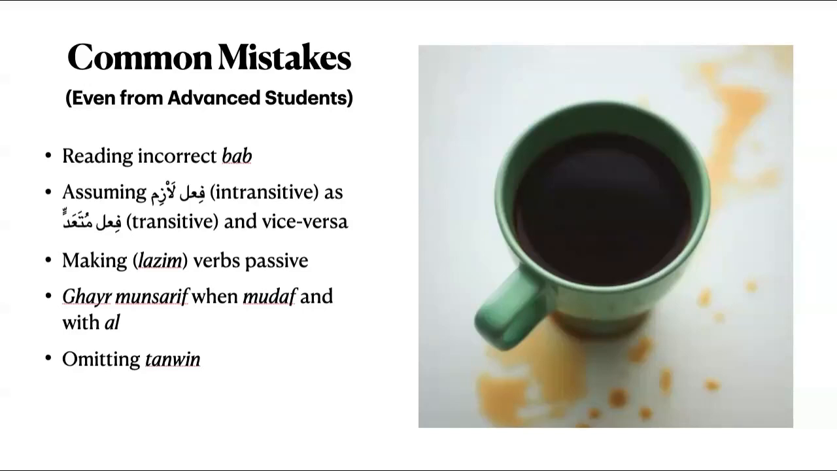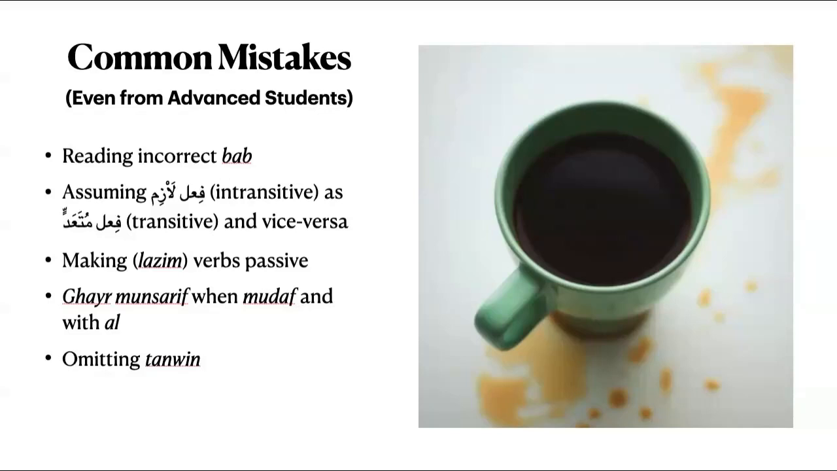Ghayr munsarif words when mudaf and with alif lam. So you recognize a word is ghayr munsarif, like ahsan or madaris. And you know that in jar, it takes a fatha, not a kasra. But you forget when it's mudaf, it can take a kasra. And when it's got alif lam, it can take a kasra. So for example from the Quran would be fi ahsani at-taqweem. Why is it ahsani even though it's an ism tafdeel? Ahsan is ism tafdeel, it should take a fatha, fi ahsana. But because it's mudaf to at-taqweem, it takes a kasra, fi ahsani at-taqweem. This is a common mistake.